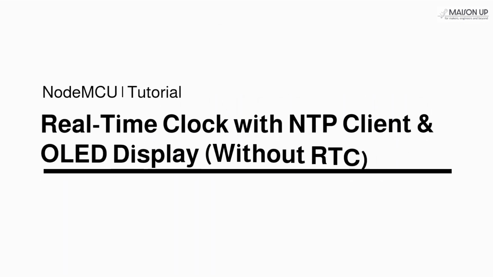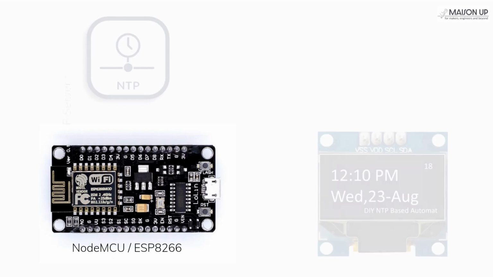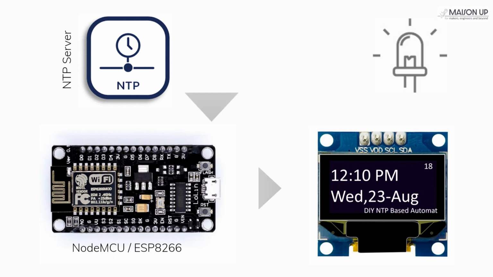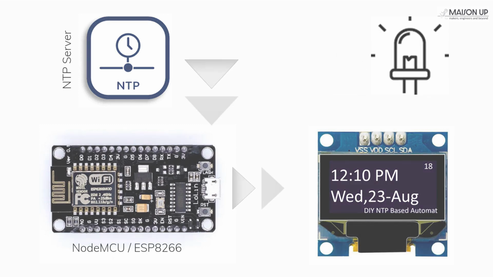Today, we're diving into an exciting project that eliminates the need for RTC modules. We'll be using the NodeMCU and NTP, Network Time Protocol, to create a real-time clock display. In this video, we'll guide you through harnessing the power of the NodeMCU and NTP to fetch the precise time from the internet, and display it on a small OLED screen, followed by triggering an example automation at a specific time of the day. Let's jump in and discover how you can achieve this impressive feat.